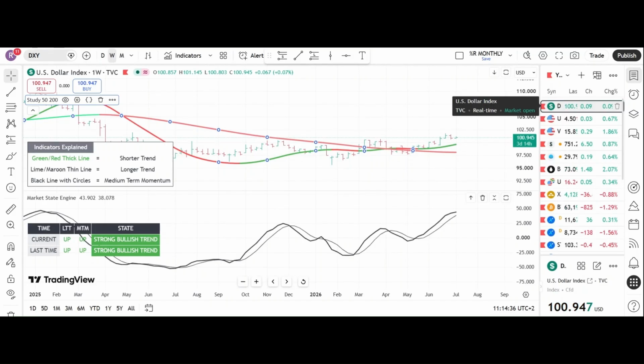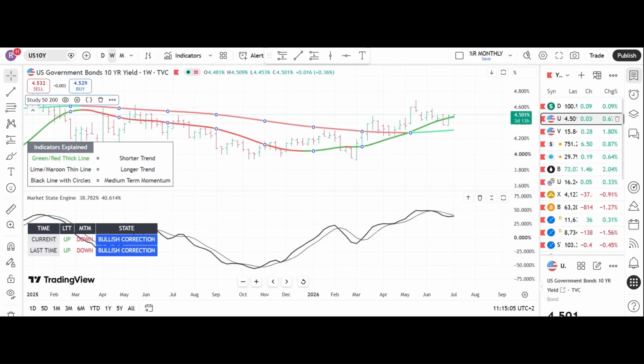As usual, we start with the dollar. The dollar is in a long-term downtrend, but a short-term uptrend, and it is therefore continuing its strong bullish short-term trend, even though one can see that the medium-term momentum is slightly slowing down.